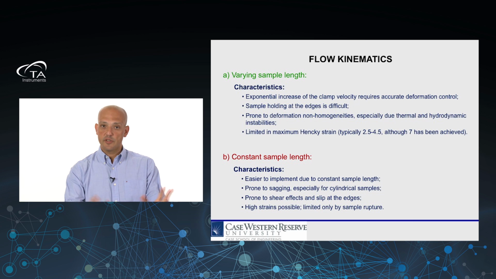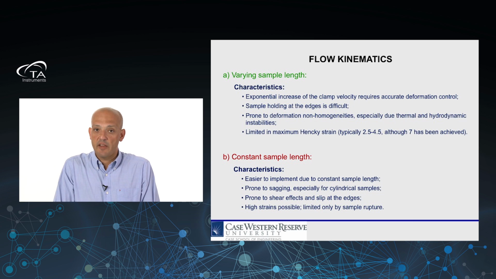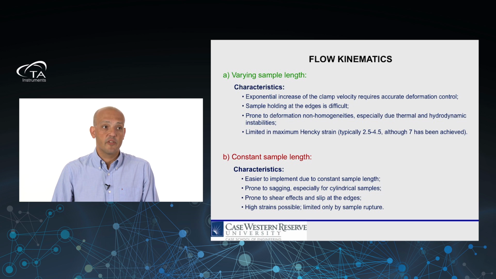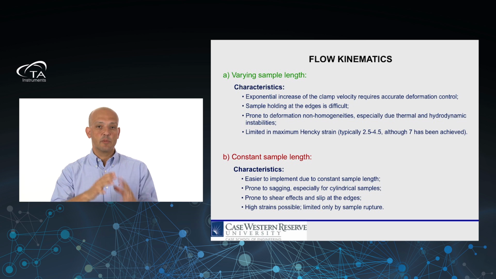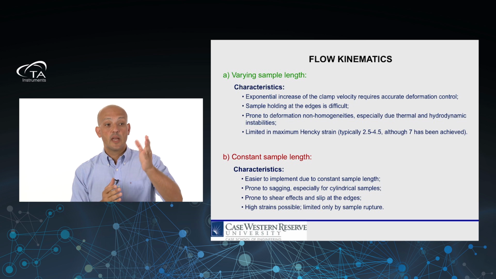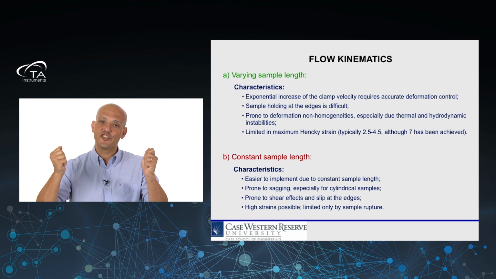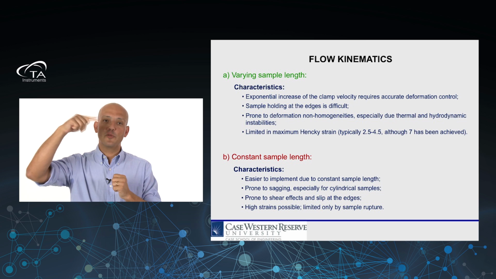Okay, so just to sum up, both techniques have advantages and disadvantages. Varying sample length, you have to apply an exponential increase of the clamp velocity. Sample holding at the edges is difficult, and it's relatively prone to deformation non-homogeneities. Also, typically, it's limited in maximum strain. The Hencky strain is a logarithmic measure of the strain, so a Hencky strain of 2.5 does not mean a 2.5 times linear stretch. It means e to the power 2.5 linear stretch.